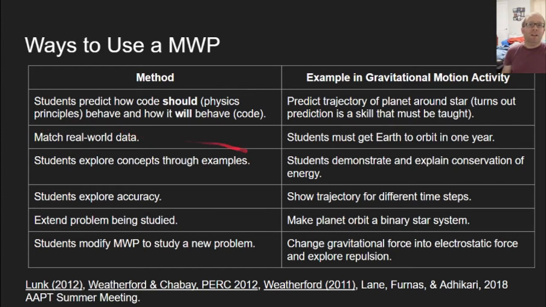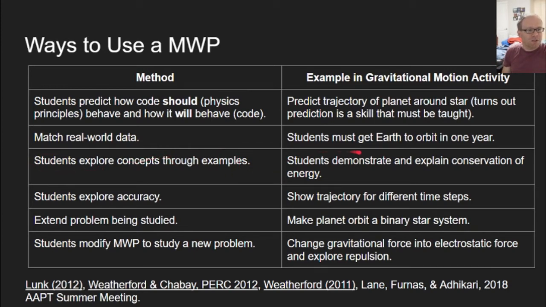So you give them this gravitational animation code and the students have to model the sun and the earth, and the earth has to get around the sun in 1 year, right? It's an answer that they know has to happen at the end, and so they're able to check their own work. The students can also explore concepts through examples.